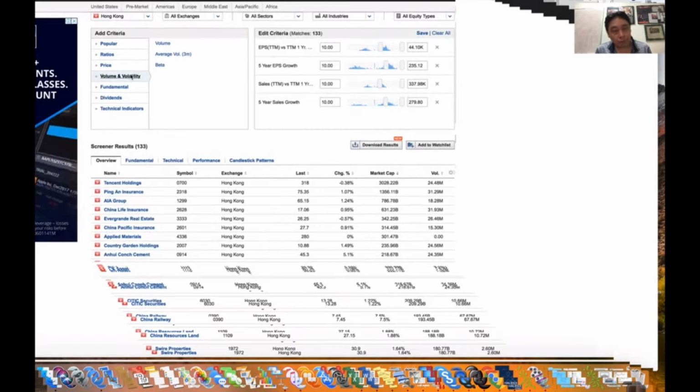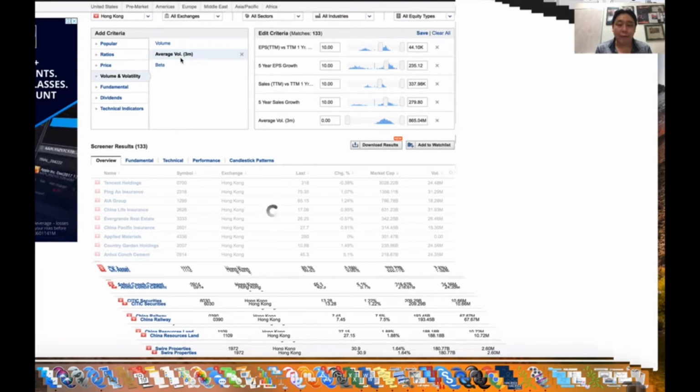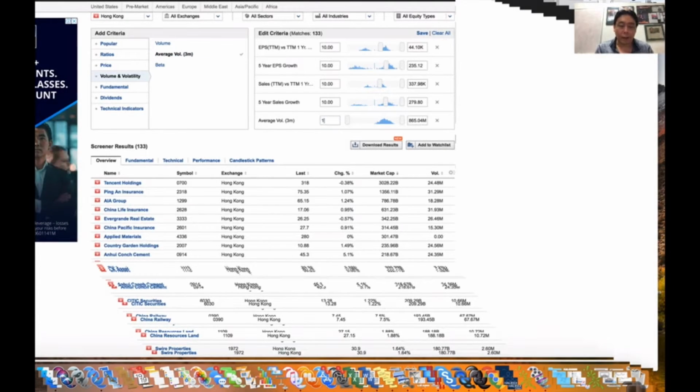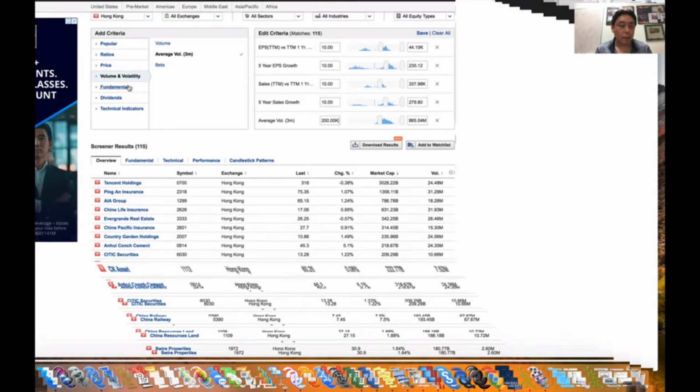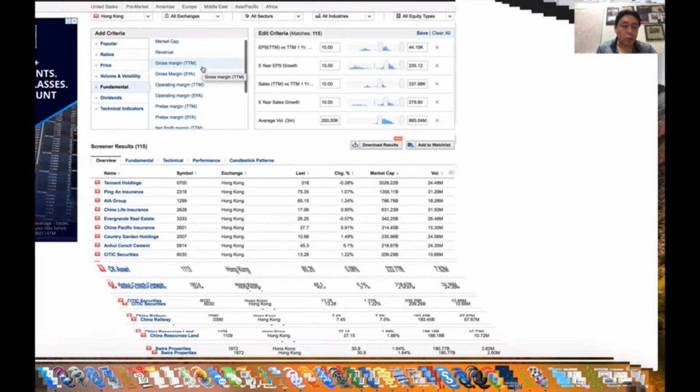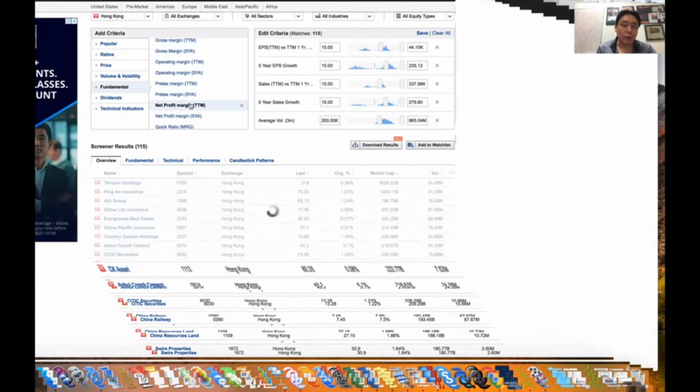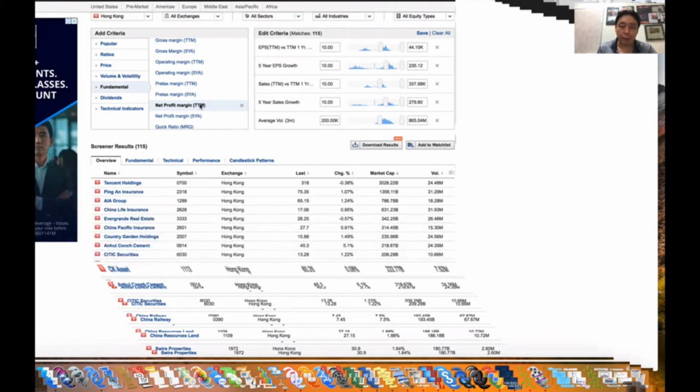Price, volume. Now, you may also want to just focus on stocks with sufficient liquidity and volume. So you may want to put an average volume of at least 100,000 shares, or at least maybe 200,000 shares. Under fundamentals, they've got gross profit margin and net profit margin, but it's not a comparable thing. It's a figure which, again, really depends on the industry. So to me, all these are quite irrelevant.